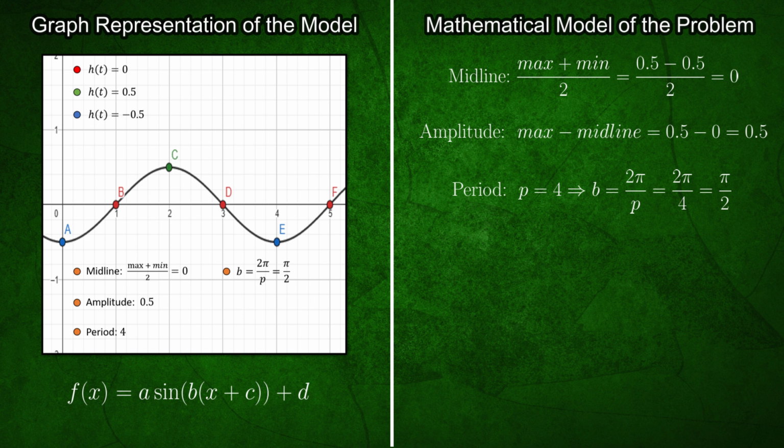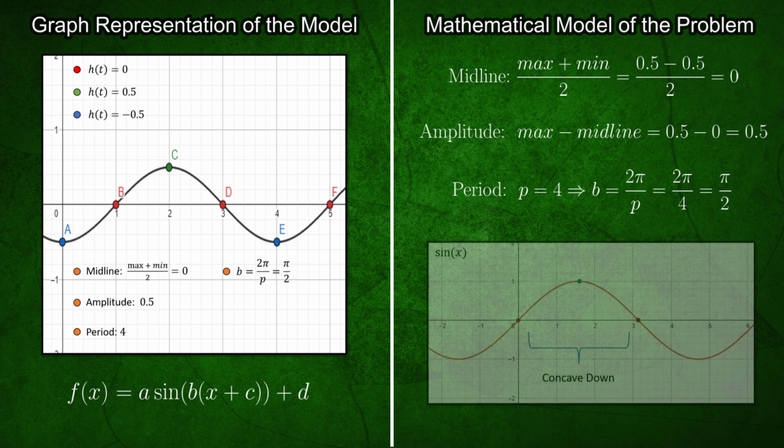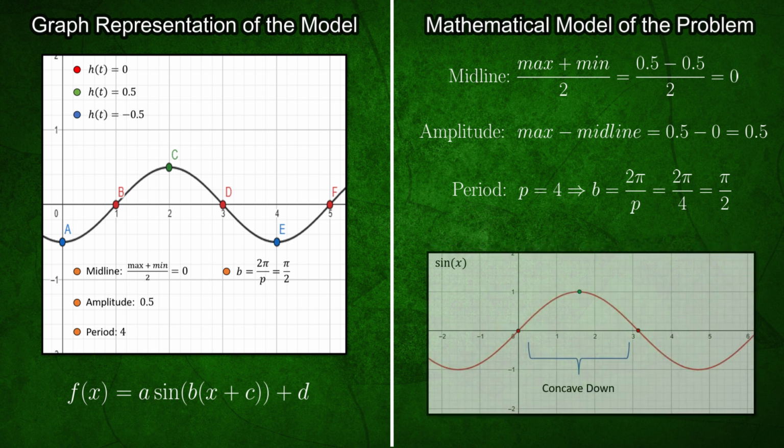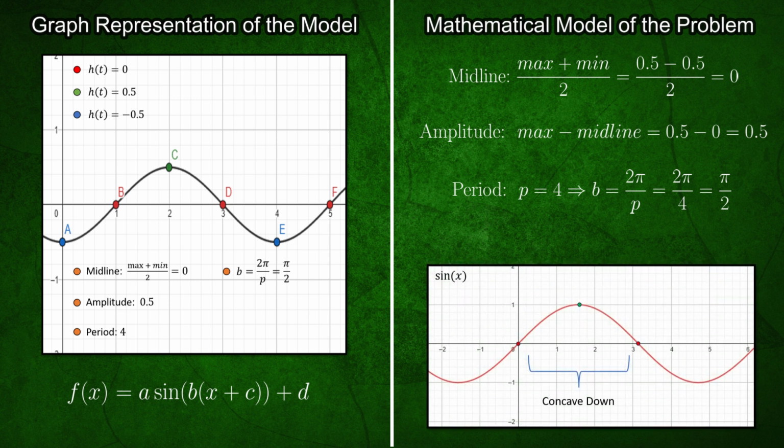Finally, if we remember the shape of the function sine, we know that the function sine starts at x equals 0 and it starts increasing and decreasing again, forming a concave down shape, something that happens at x equal 1 for our specific case. Thus, the value of c, the horizontal shift, must be equal to -1.